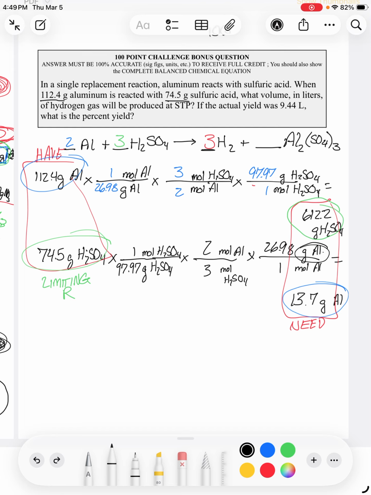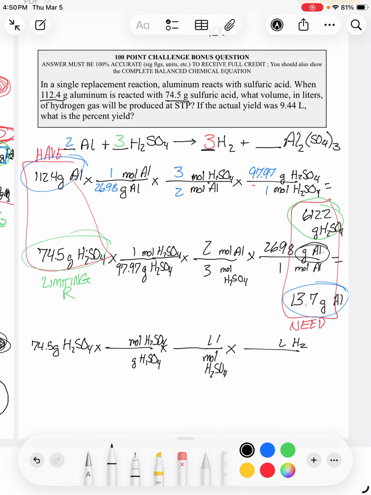On our first railroad, we're going to convert 74.5 grams of sulfuric acid. That's our limiting reactant. I can convert it all the way into liters of what? Of hydrogen gas. That test tube. Let's go ahead and make our way there. Grams of sulfuric acid becomes what? Moles of sulfuric acid.